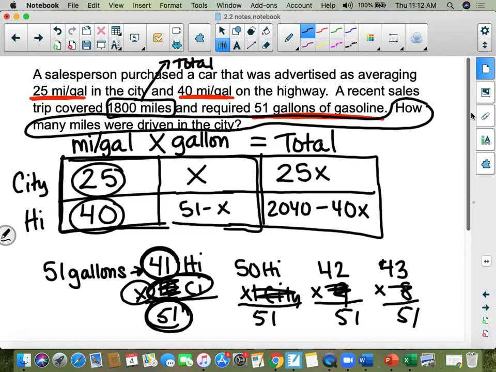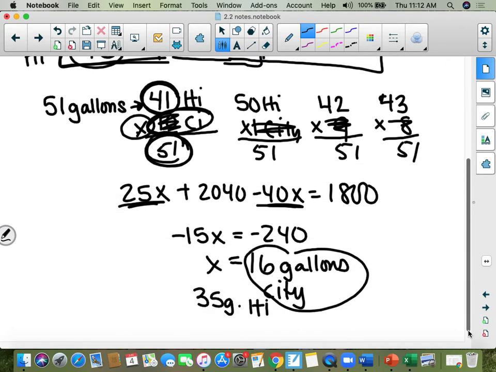How many miles were driven in the city? Well, you know that in the city they get 25 miles to the gallon. You know that X is now 16. Can't you take 25 and multiply it by 16 to know how many miles were driven in the city? Which is only 400 miles were driven in the city. So you really have to watch out at the question that they ask you about.